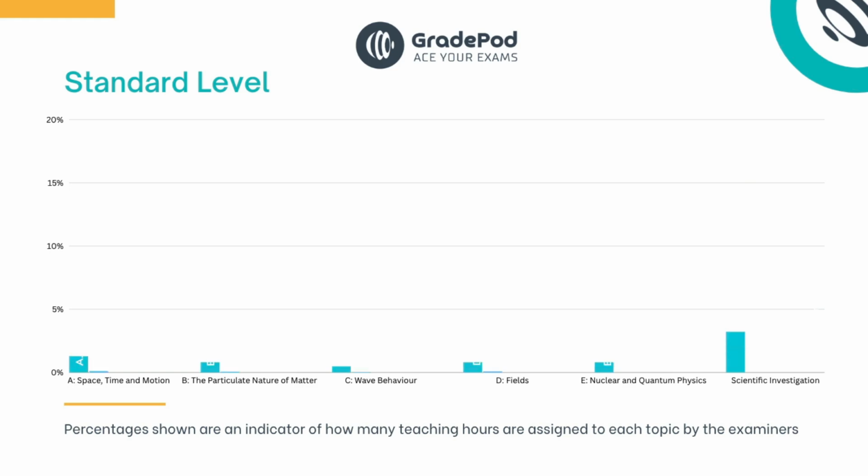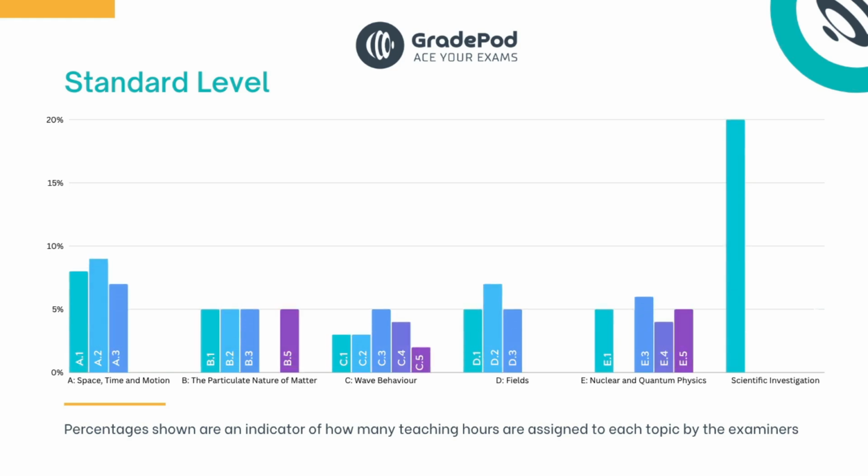We're going to start with standard level. And what we have here is a graph. You can see along the bottom we have the themes. Theme A, which is space-time and motion, B, C, D, E, and finally the scientific investigation. On the y-axis, we have the percentage of weighting that those topics incorporate in the whole IB Physics syllabus. This analysis really comes from how many teaching hours are assigned to each topic by the examiner. So I've worked it out, and as you can see, Theme A, Space, Time and Motion, has a higher percentage weighting than the other themes.